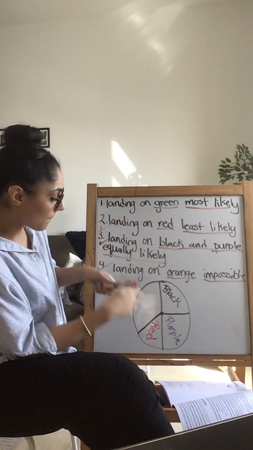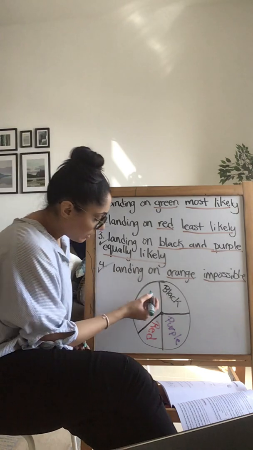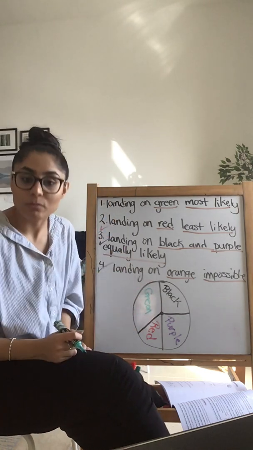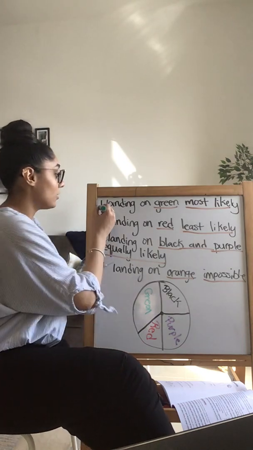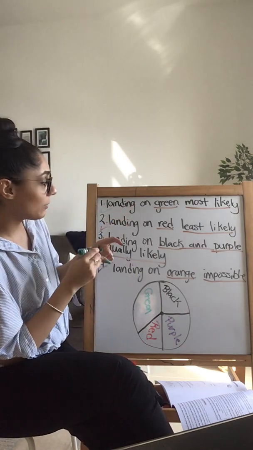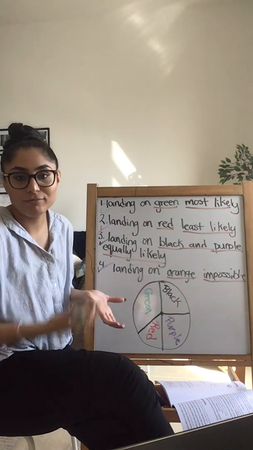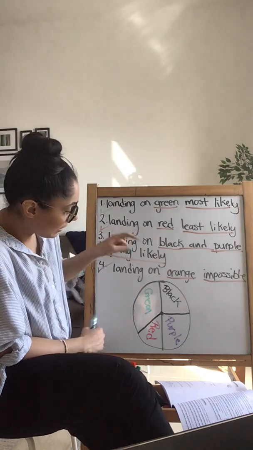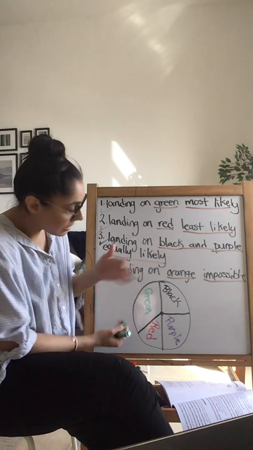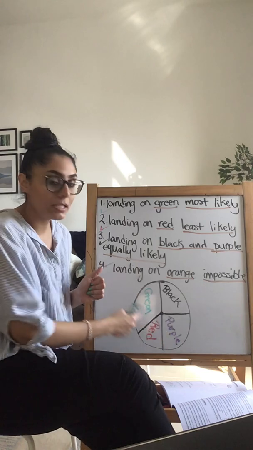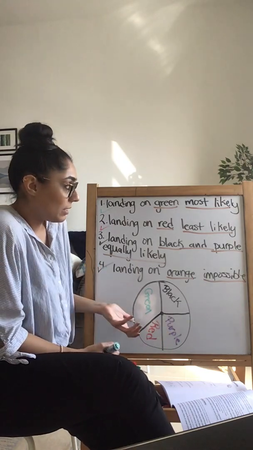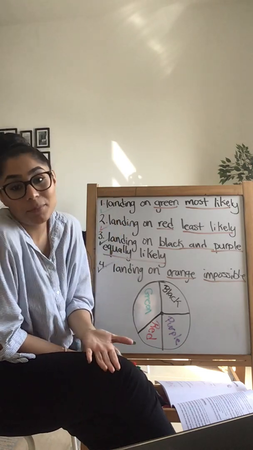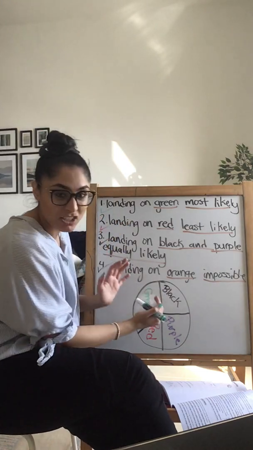Landing on green is most likely. So if I put green here, it happens to be the most likely. That is correct. Let's double check. And that's the best part. You always know if your answer is correct or not if you just check. So landing on green is most likely. That is correct because that is the biggest section in the spinner. If it's the biggest, then the experimental probability is that I'm going to land on it the most because it's the biggest section.